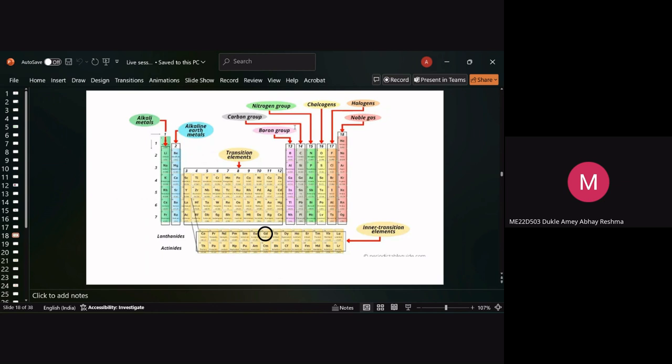Then there are the transition elements, and in the transition elements there are two series. One is the lanthanide series and one is the actinide series. You can see here the actinide series. In the lanthanide series there is gadolinium.